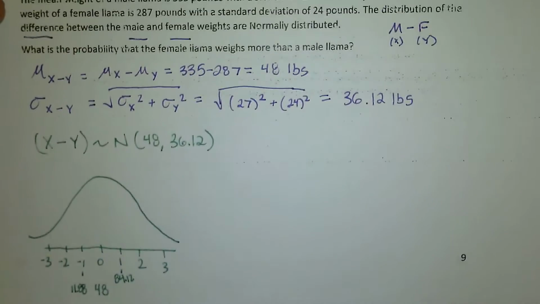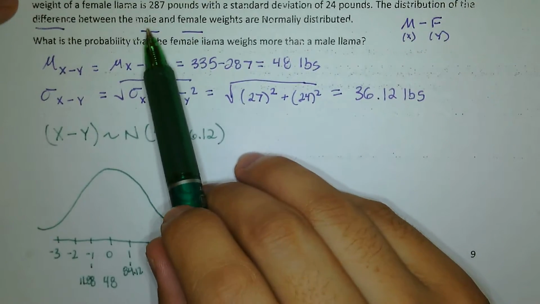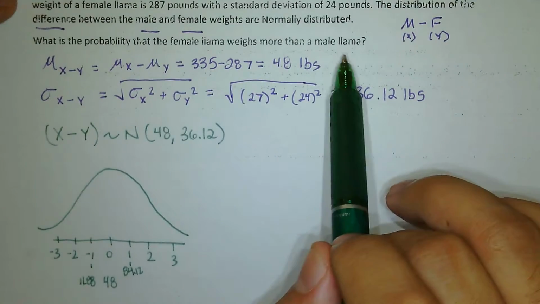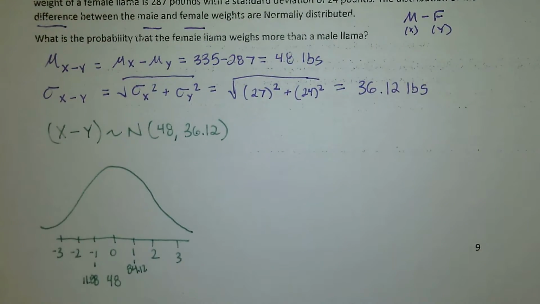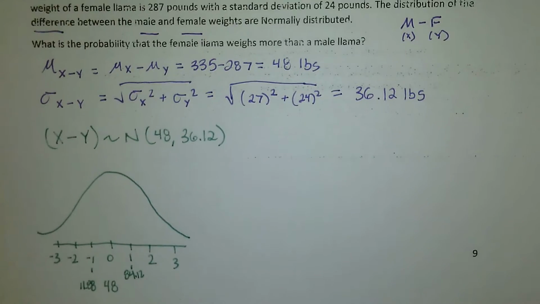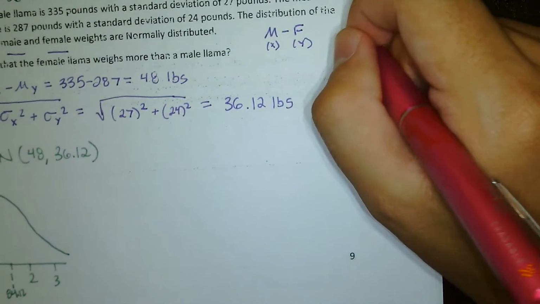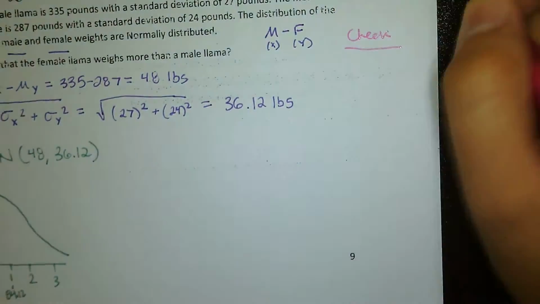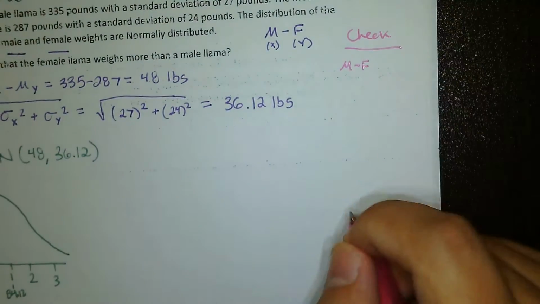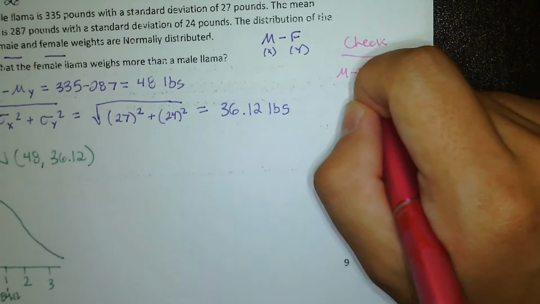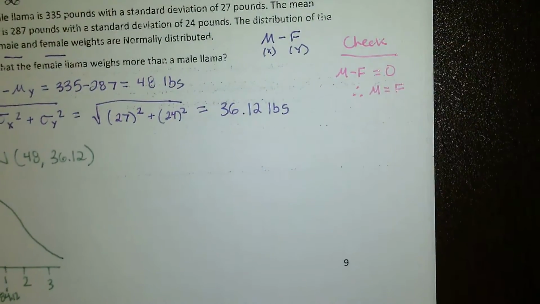Well, notice that our difference initially was given to us between male and female. And here I'm asking, what is the probability that the female weighs more than the male llama? So whenever I'm looking for the difference, we can actually make an assumption about this difference. Specifically, if we assume there is no difference, then we assume this case here. And I'm going to write off to the side. So here are some condition checks. If we assume there is no difference, then that means male minus female would be 0, since the males would equal the females at all times.